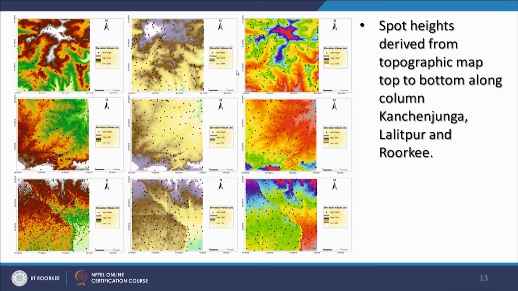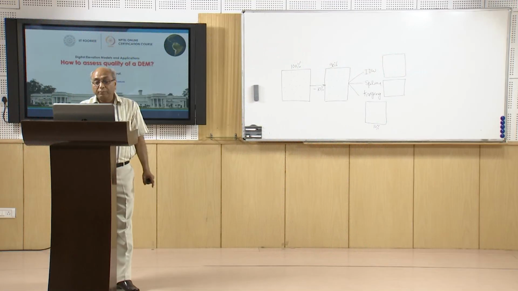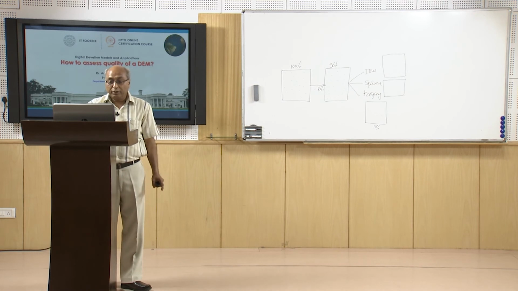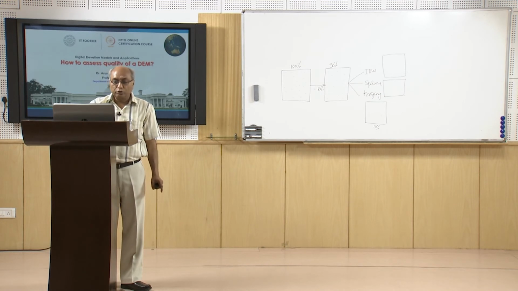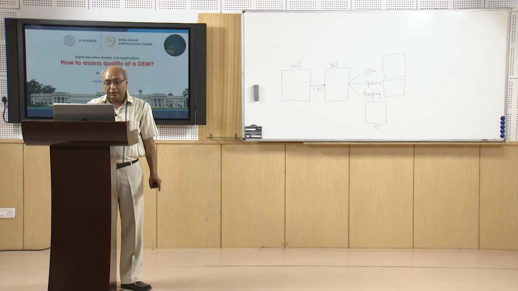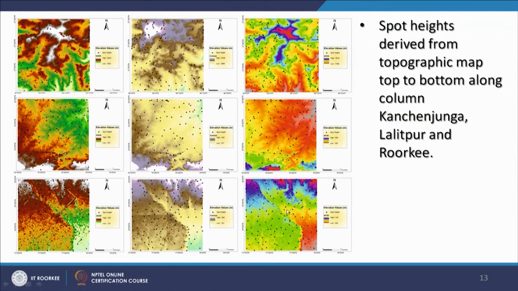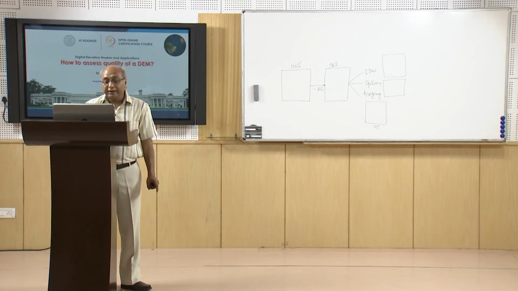And so these spot heights derive from topographic maps, top to bottom here, of different areas. This is along Kanchenjunga, one set, then this is the Lalitpur area, which is a very smooth terrain and not much undulations, and then the bottom three images are of the Roorkee area, which are near flat. So what we see is a highly rugged terrain, a less rugged terrain, and an almost flat terrain.